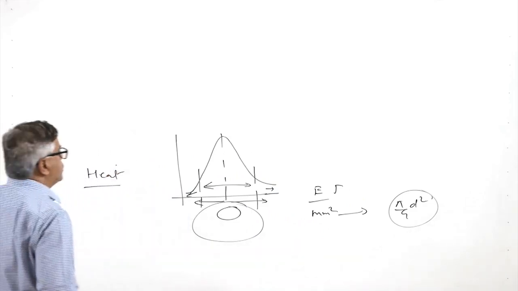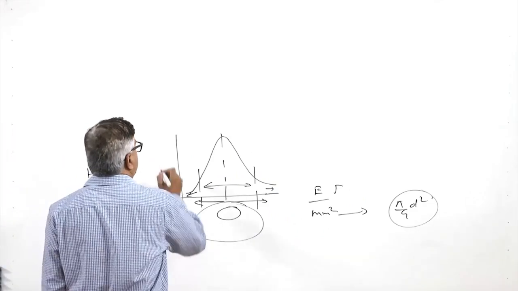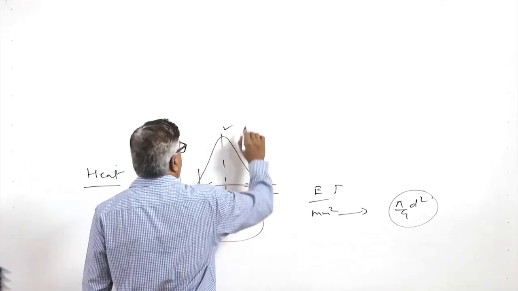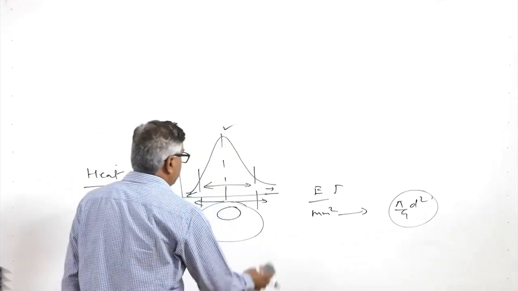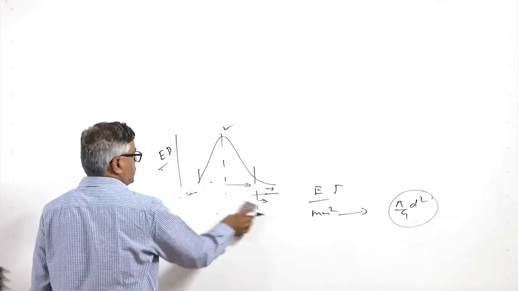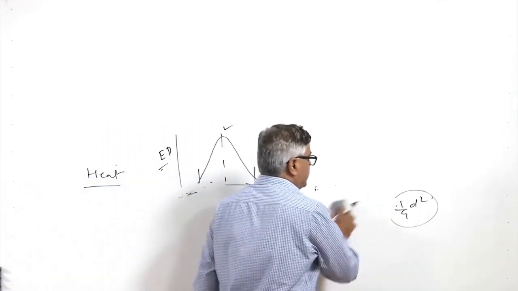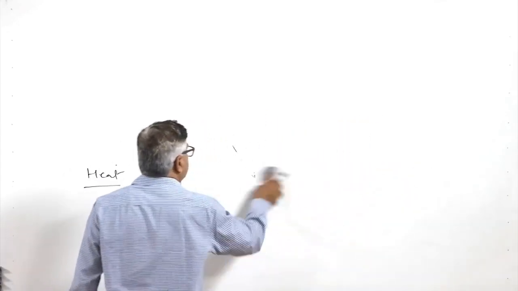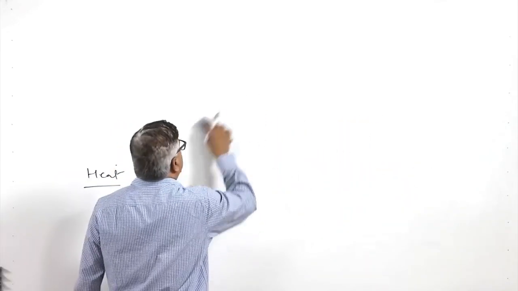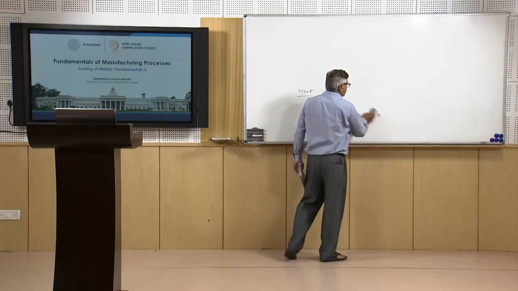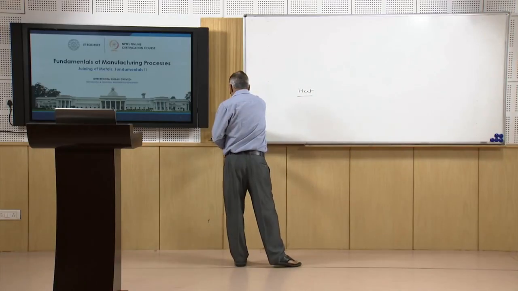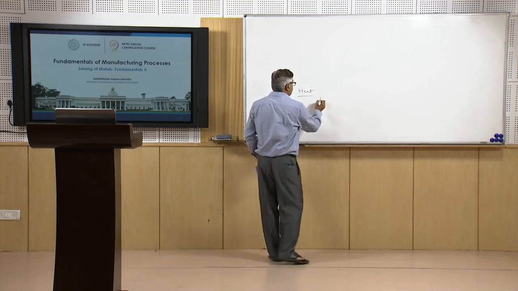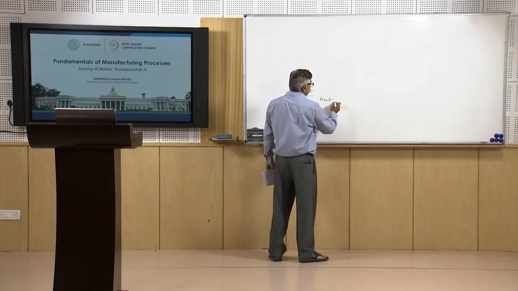So, this is what will be telling us the energy density will be maximum at the center, and it will keep on decreasing on approaching from the center towards the surface of the heat source, like it may be flame or it may be arc.